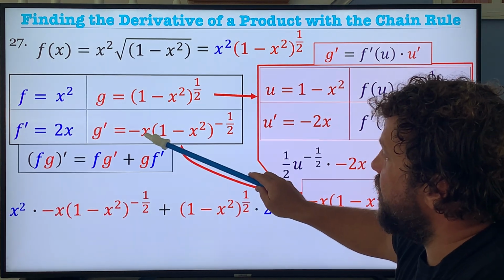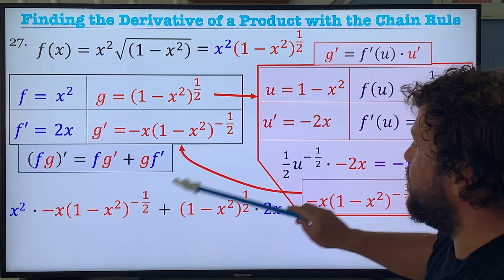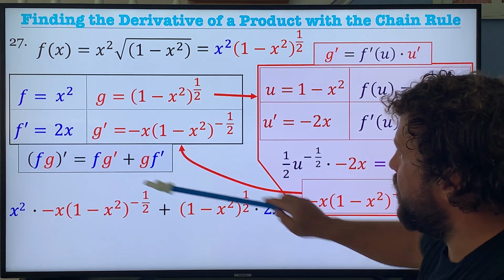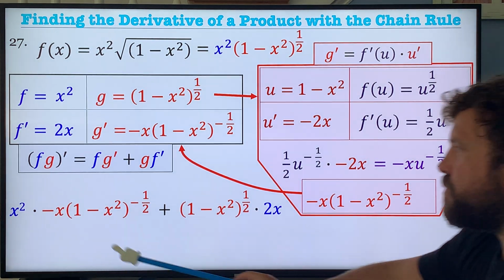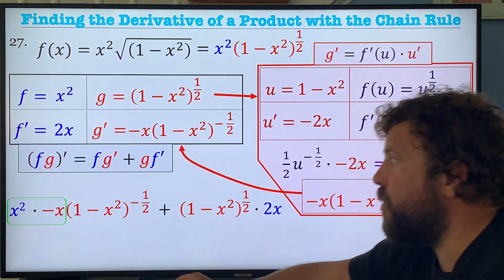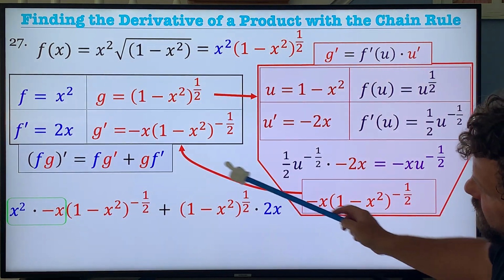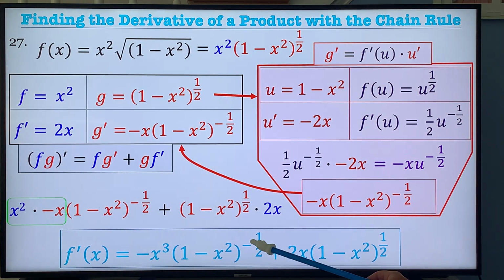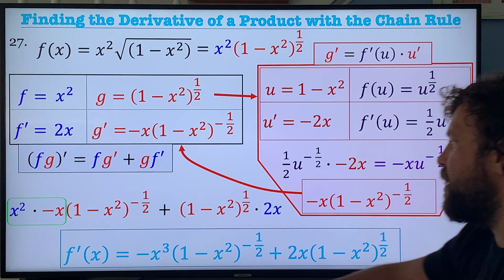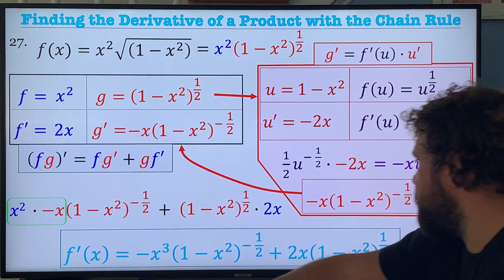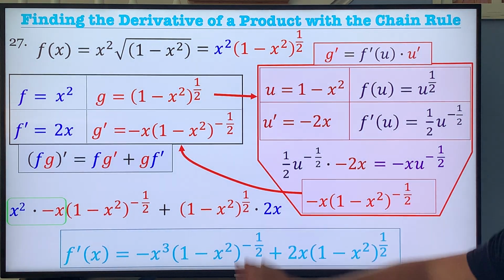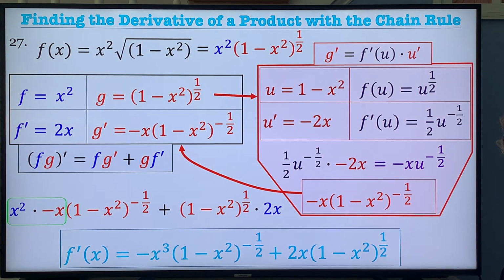So f g prime plus g f prime. So x squared times negative x, 1 minus x squared to the negative 1/2, plus 1 minus x squared to the 1/2 times 2x. X squared times negative x is the only thing you can really combine here. And then the 2x you're just going to drag forward. So this becomes negative x cubed, 1 minus x squared to the negative 1/2, plus 2x, 1 minus x squared to the positive 1/2. All right? This could be part of a fraction with the square root and so on, but this is perfectly fine.